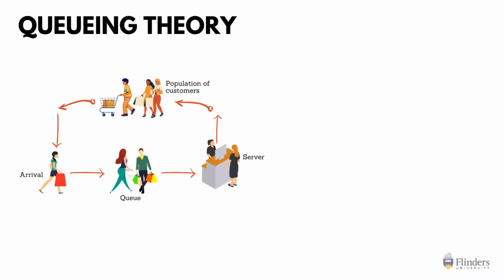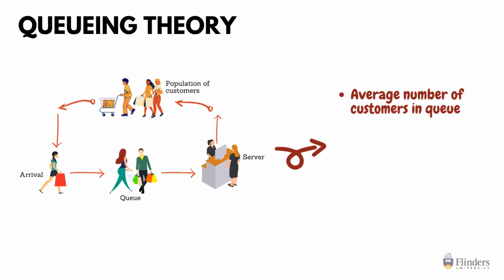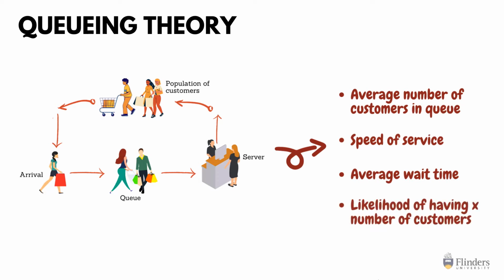However, using queuing theory, we can quite accurately calculate the average number of customers in the queue, the speed of service, and average wait time. As one can imagine, this can be extremely useful in improving queue flow, as we can then statistically calculate how to serve customers most effectively.